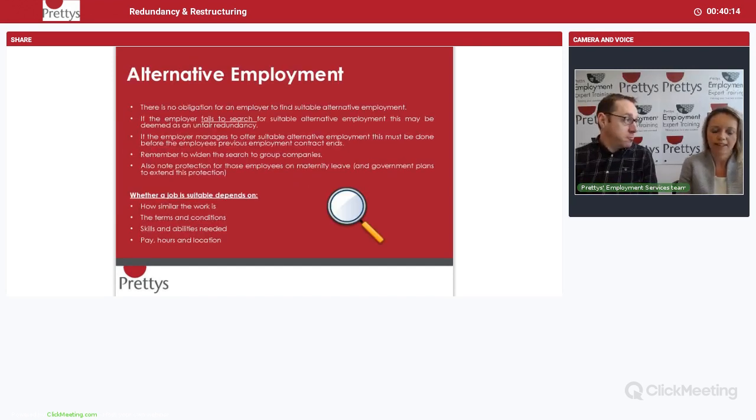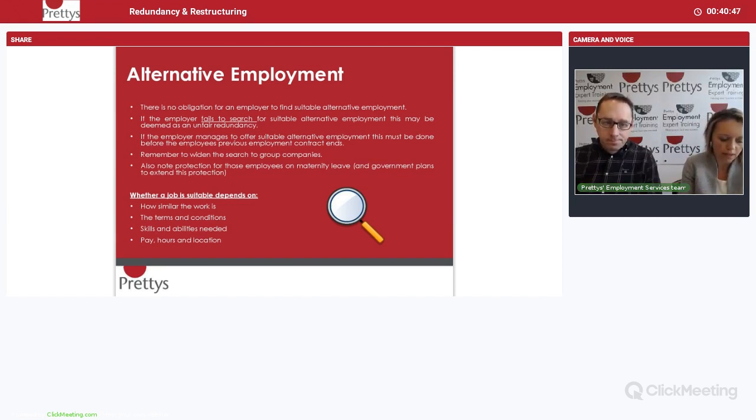As is alternative employment. I think the first thing to point out is the first bullet point on the slide, that there's no obligation for an employer to actually find suitable alternative employment. However, we need to search for it, and if we fail to search for it, then this may result in unfair redundancy. If we do manage to find and offer suitable alternative employment, it needs to be done before the previous employment contract ends. And I put in there just to remember to widen the search to group companies or associated companies, because sometimes that's forgotten.